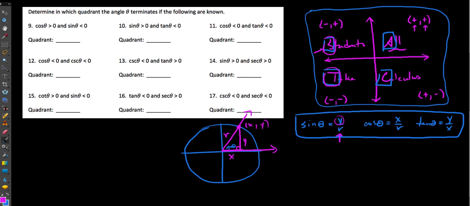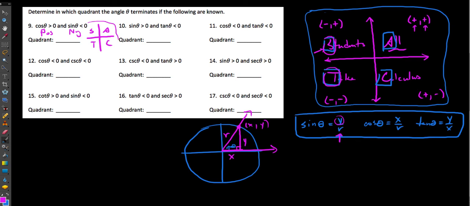And then this C is short for cosine, so cosine would be positive here. So in large part, we're going to engage in practices where we try to determine what quadrant our angle must have terminated in, given the signs of our ratios here. So looking at number 9, it says, hey, cosine is greater than 0 and sine is less than 0. I want you to understand that this is a fancy way of telling you that cosine here is positive. Okay, so cosine's positive, sine is negative in this case.